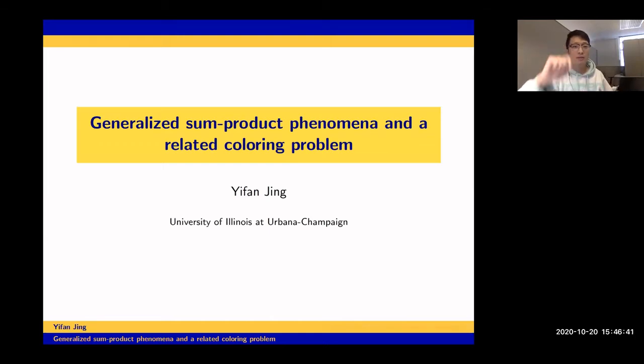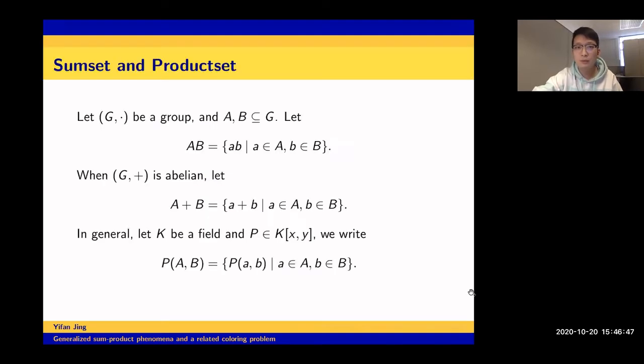Today I'm going to talk about generalized sum product phenomena and the related coloring problem. I will start with the notation sumset and productset. When G is a group and multiplication is a binary operator in the group, we define the product set A times B to be the set of little a times little b, where a is an element in A and b is an element in B. When the group is abelian, so the operator is addition, we just denote A plus B by the sumset.